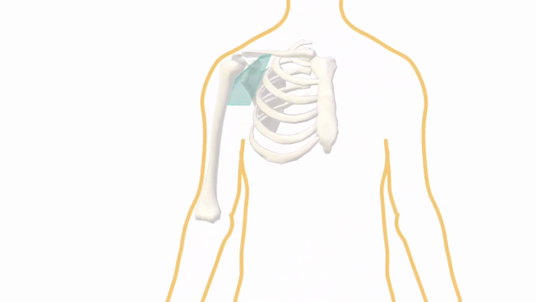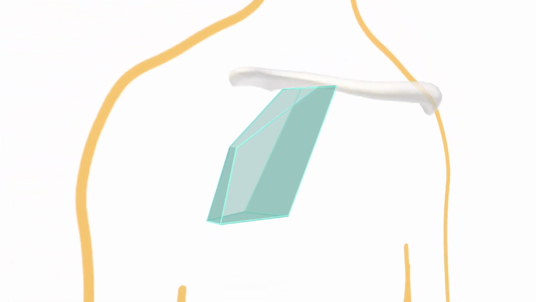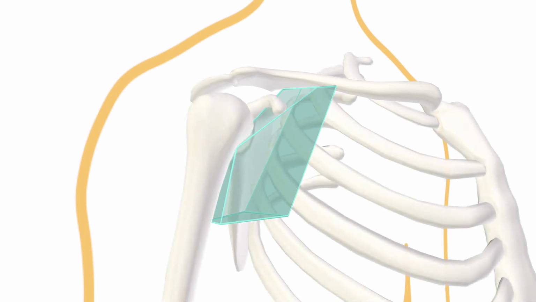This is a 3D prism representing the anatomical space known as the axilla. Axilla is the 17th century Latin term for armpit. First, the bones that surround the space are the clavicle, scapula, humerus, and ribs. Most of the surfaces that define this space are muscles.